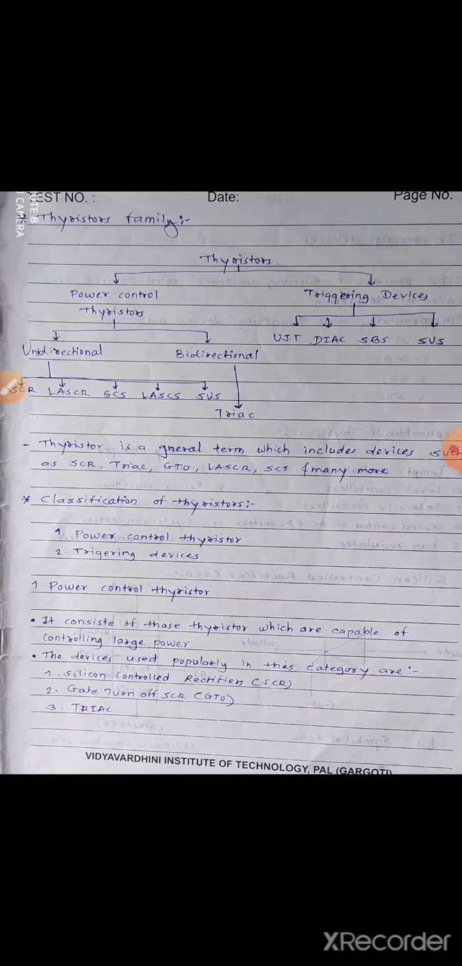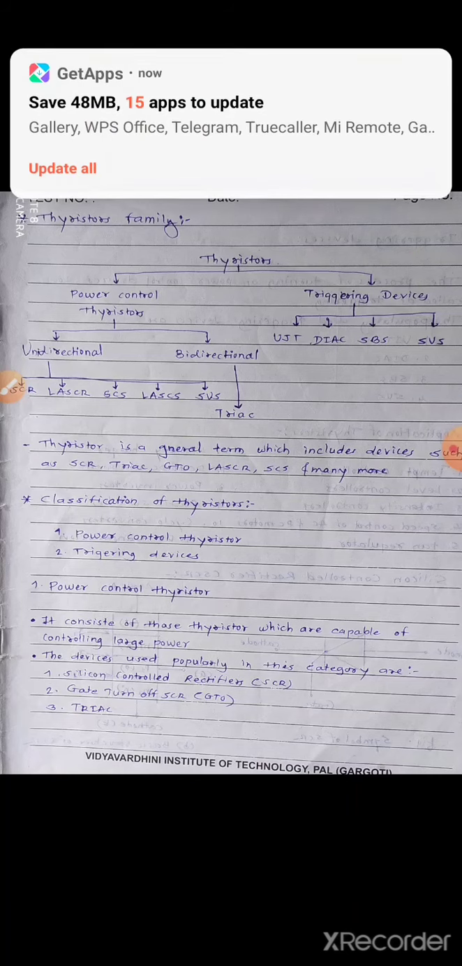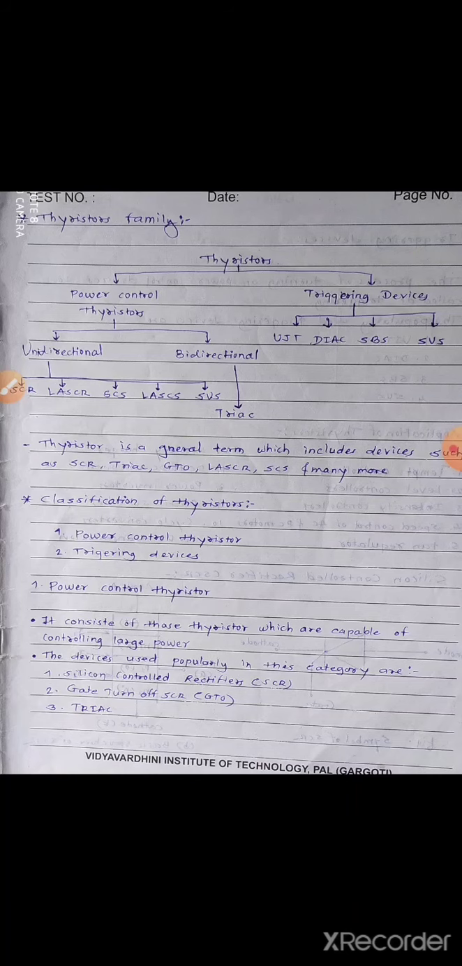There are two types of devices, one unidirectional and the other bidirectional. Unidirectional are those in which current flows in only a single direction. Bidirectional are those in which current flows in both directions. Triac is made with the help of two SCRs. SCR is unidirectional, and because triac is made of two SCRs, triac is bidirectional. Unidirectional devices are SCR, LASCR, SCS, LASCS, SUS. These are examples.